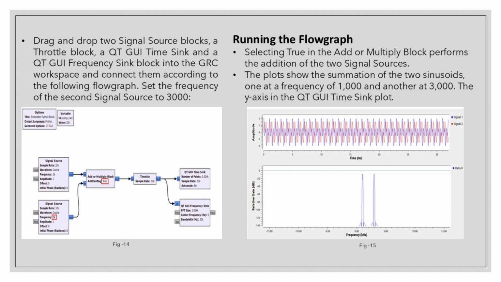Running the flow graph. Selecting True in the Add or Multiply block performs the addition of the two signal sources. The plots show the summation of the two sinusoids, one at a frequency of 1000 and another at 3000. The y-axis in the Qt GUI time sink plot is shown in Figure 15.